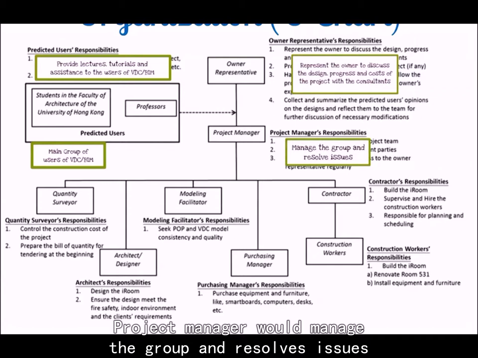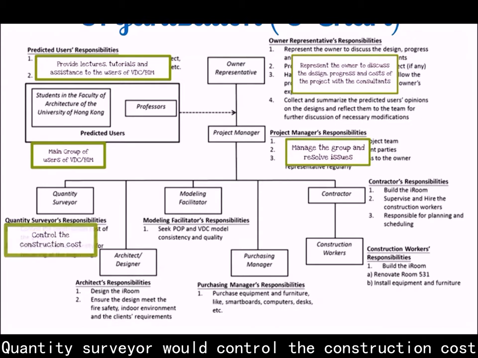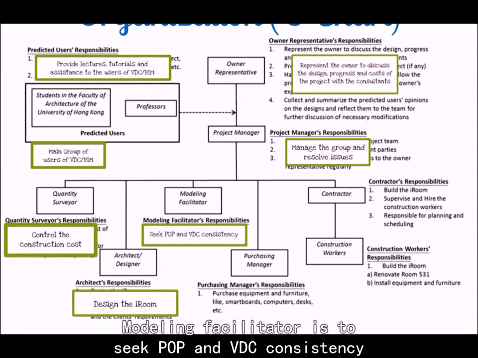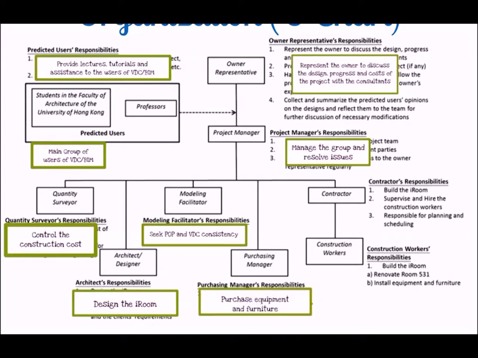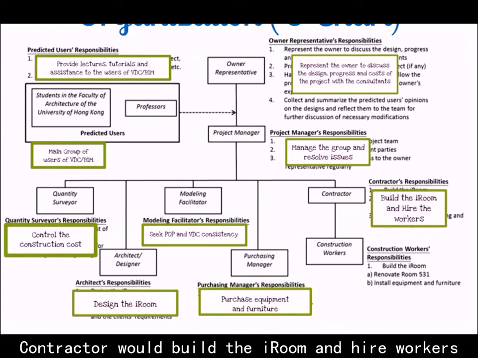And the project managers would manage the group and resolve issues. And the quantity surveyors, of course, control the construction cost. For the architect, they would design the iRoom, and the modeling facilitator would check the POP and VDC model for consistency. And the purchasing manager would purchase equipment and furniture. And the contractor would build the iRoom and hire the workers.